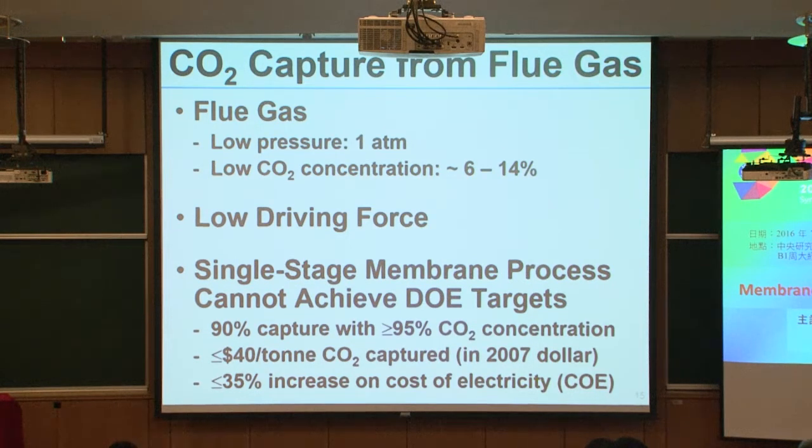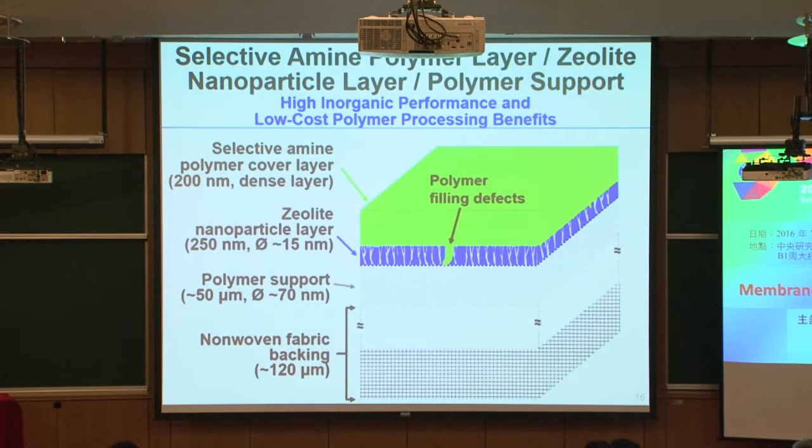DOE also has another target: no more than a 35% increase in the cost of electricity, but no one can achieve it. Right now, realistically, it is about a 60% increase in the cost of electricity. All right, so in order to achieve the DOE target, we came up with a membrane structure that has a non-woven fabric, made of PET, polyethylene terephthalate, just like the polyester we are wearing.